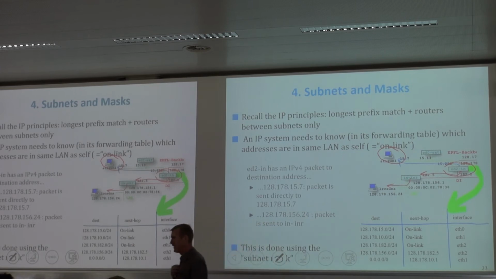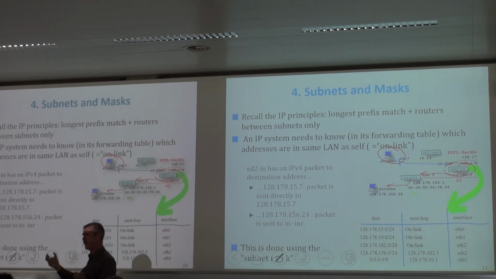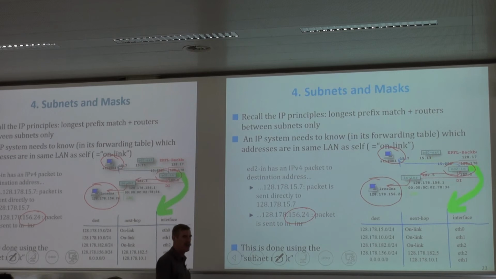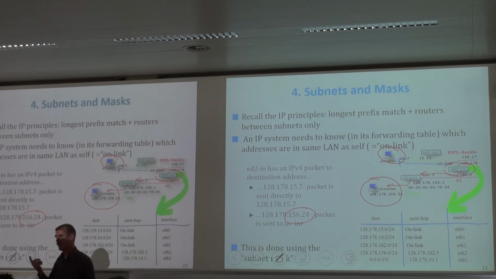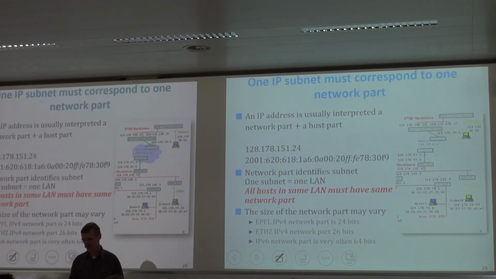The IP principle says if you have a packet to send to a destination that's on the same local area network as you, you should send directly to this guy. But if I have a packet to send to that other guy, 156.24, which is a Sun machine in our lab, then you go to the routing table and you find where to send it. But to do this, we need to know, how do I know that the destination is on the same local area network as me? This is what subnet mask is all about.